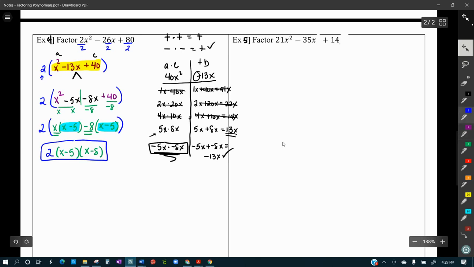I want you to pause the video and try example 5 on your own. Remember to first look for a greatest common factor between all three.